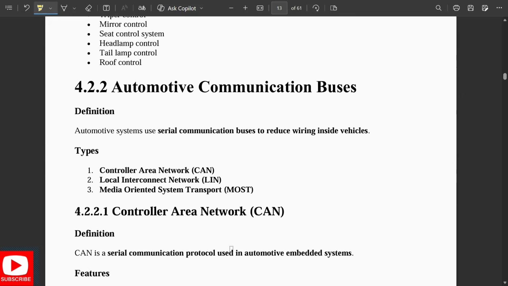Next is the automotive communication buses. Automotive systems use a serial communication bus to reduce the wiring inside the vehicles. We are having three types: controller area network, local interconnect network, and media oriented system transport.